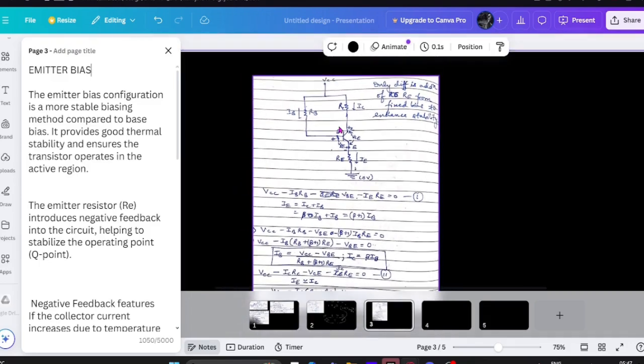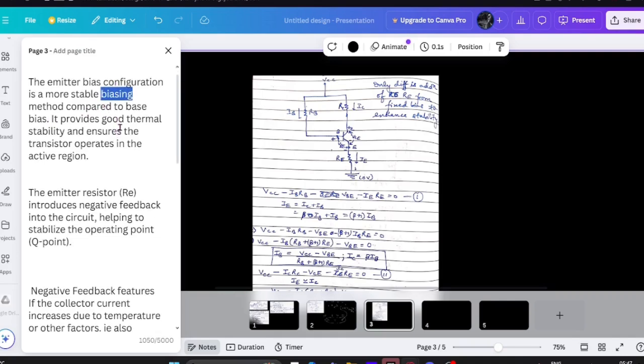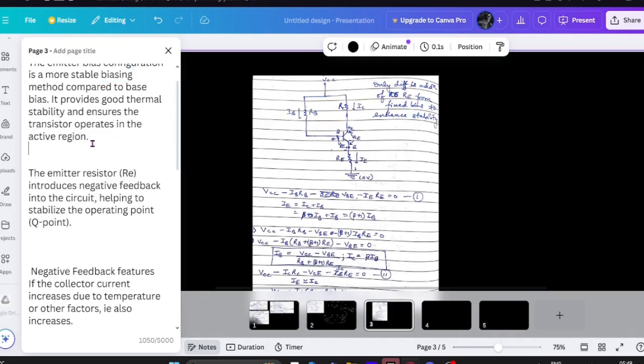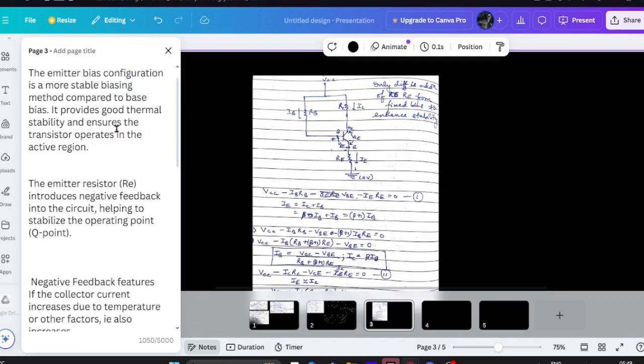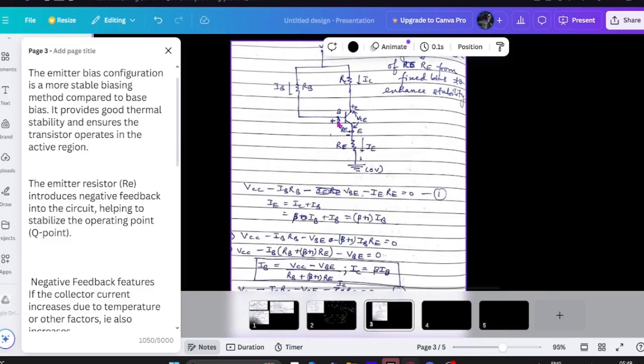Now a few points stated about it could be that the emitter bias is a more stable biasing method compared to base bias. It provides good thermal stability and ensures that the transistor would surely operate in the active region so as to attain the most convenient and optimal quiescent point.